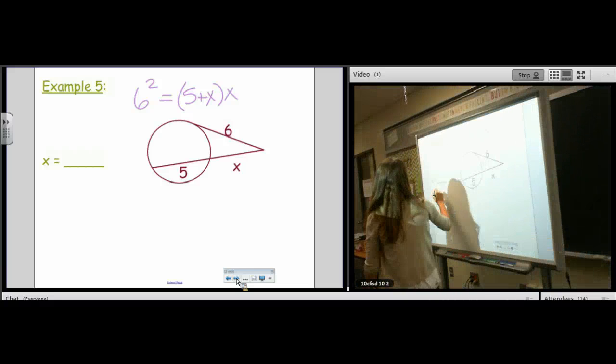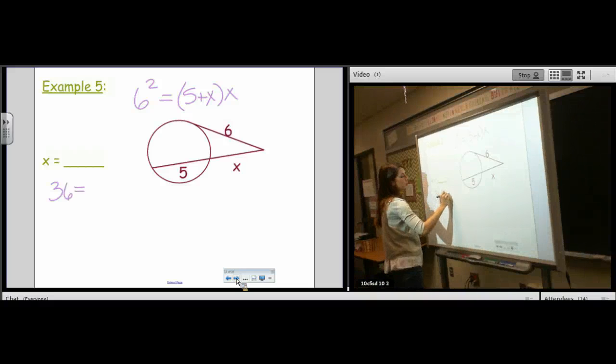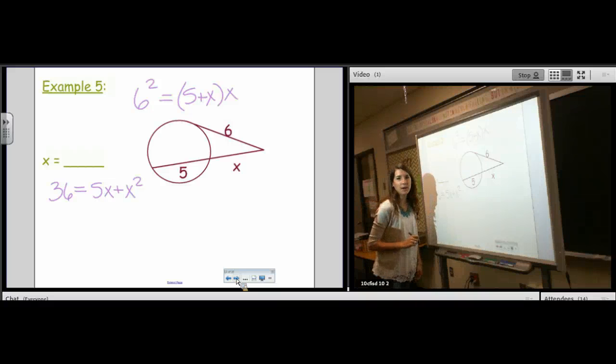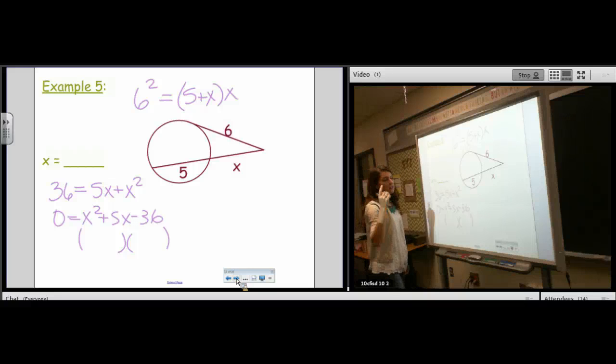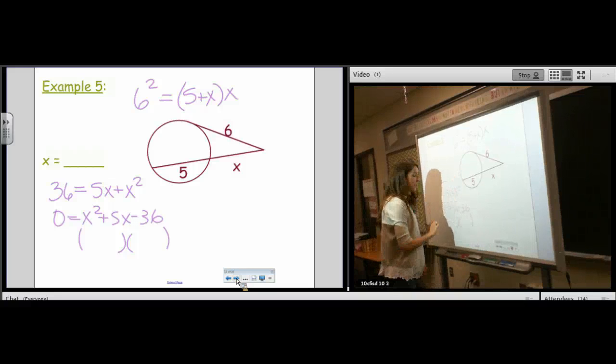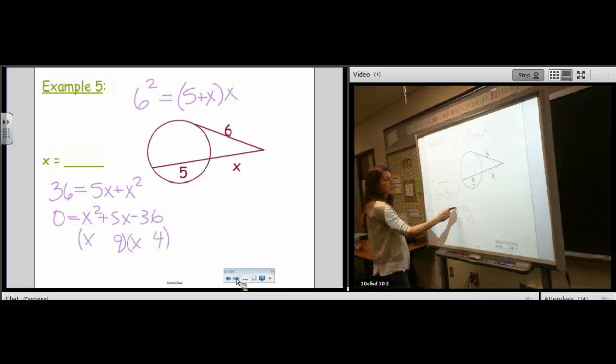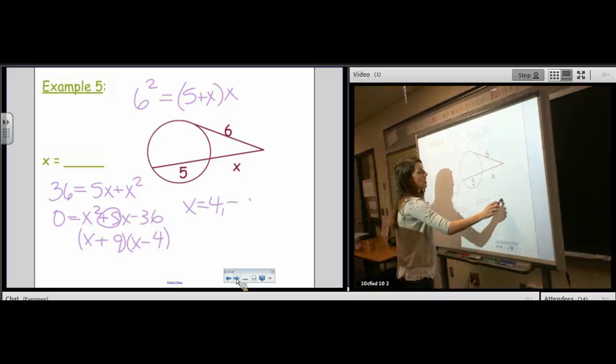So we've got 36 equals 5x plus x squared. Uh-oh, that's a quadratic. 0 equals x squared plus 5x minus 36. Things that multiply to get 36. 6 and 6, that's not going to help us. 9 and 4 will help us. We want the 5 to be positive, so we want the larger one to be positive. And then when we solve for x, we get x is 4 and negative 9.